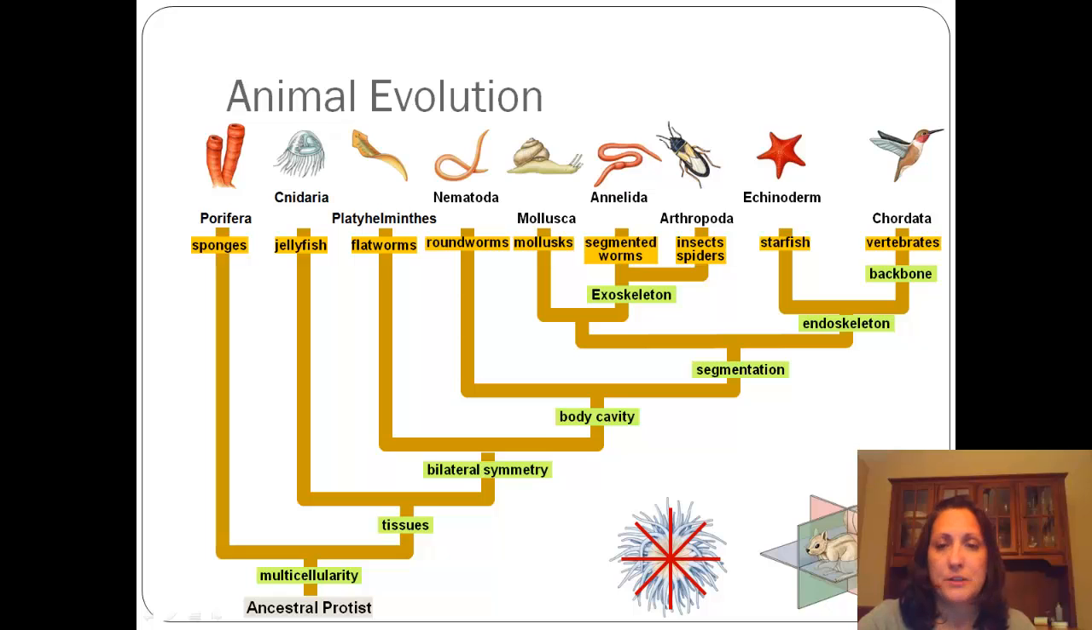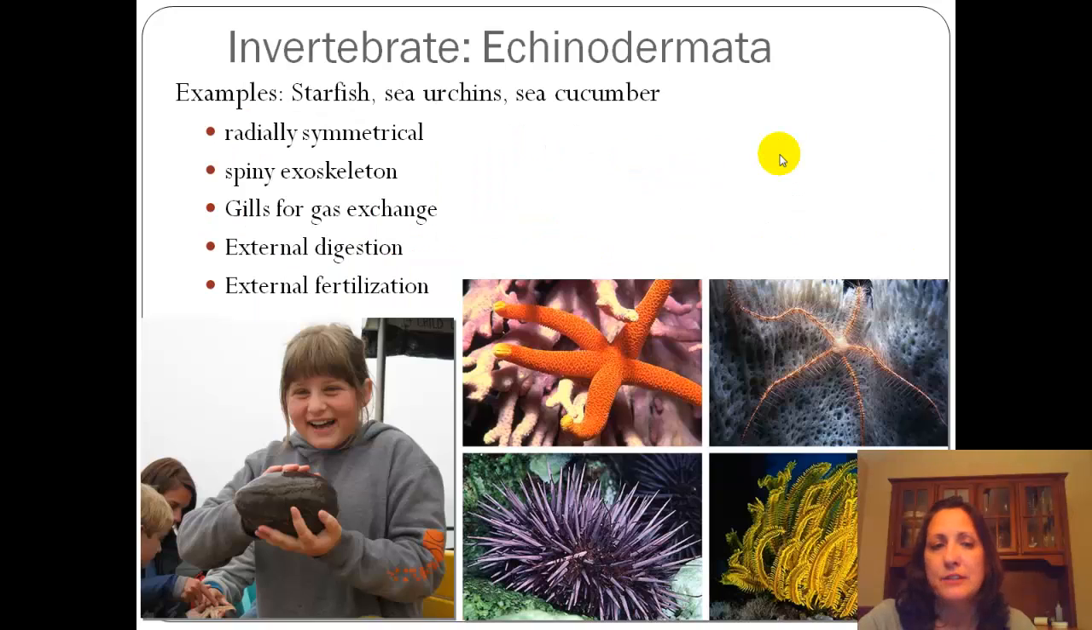Okay, if we go back to our tree, we're now at the last of our 8 phyla, and that is the echinoderms. And these guys are interesting because they went back to radial symmetry. So they no longer have bilateral symmetry. However, in their embryological development, they pass through a stage where they have bilateral symmetry. So we know that they evolved from organisms that had bilateral symmetry, and for some reason they lost that. Somehow it's an advantage to them not to have that head region.